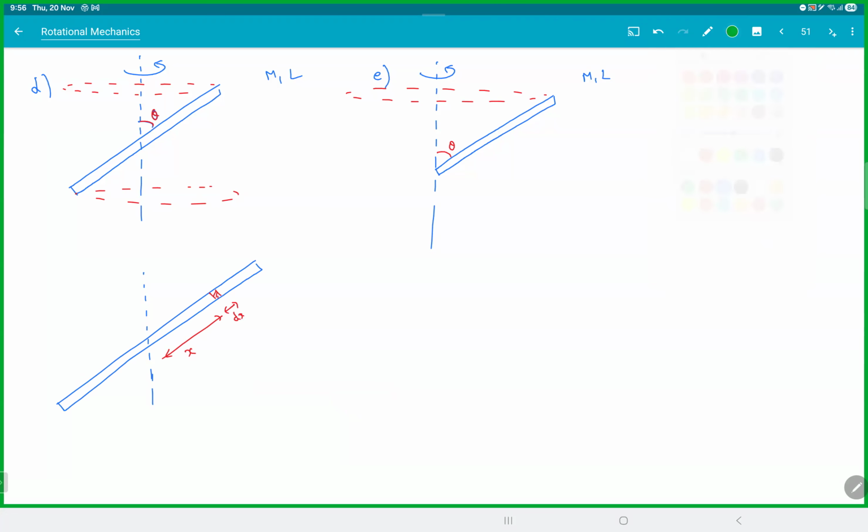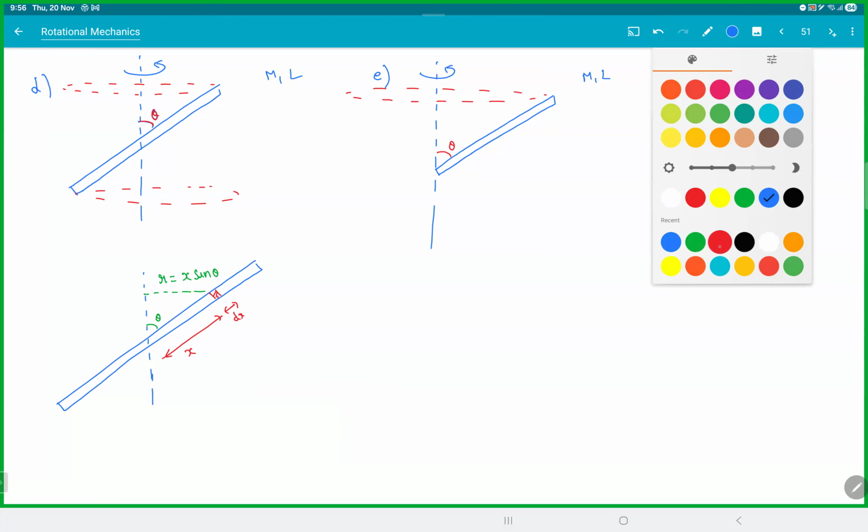Now what is the perpendicular distance? This is the perpendicular distance r, which is x sine theta. That is a catch. That's it. Nothing much. Rest of the story is the same.